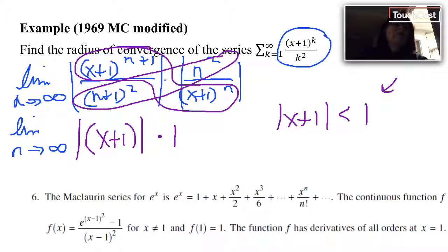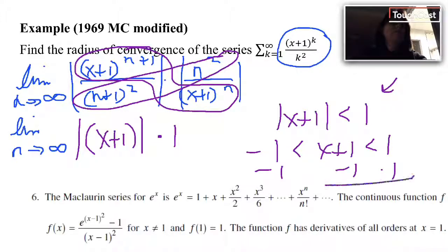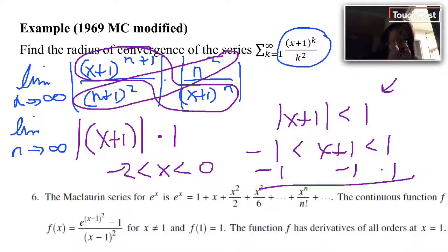I'm going to be able to solve that later to say negative 1 is less than x plus 1, which is less than 1. Subtract 1, subtract 1, subtract 1. And I get negative 2 is less than x, which is less than 0. But notice I'm going to get the same result either way. That's the distance across that interval, the distance from negative 2 to 0. That's like the diameter of convergence. I need the radius of convergence, which is 1, which is what I knew back when I was up here.